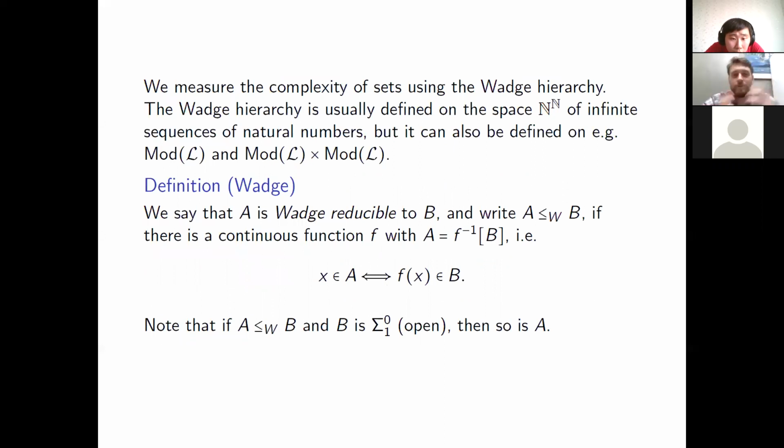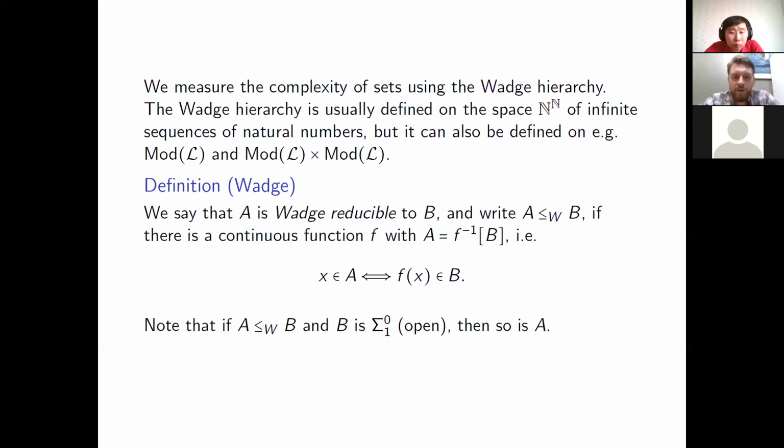And this, we have to introduce another type of reduction. Before we used Borel things, now we're going to strengthen that and ask for continuous things. And we get something called the Wadge hierarchy. The Wadge hierarchy is definable on all sorts of different spaces, but we'll be talking about the Wadge hierarchy on the models and pairs of models.